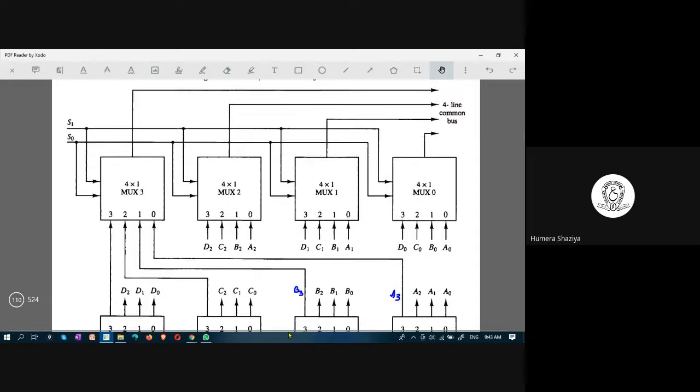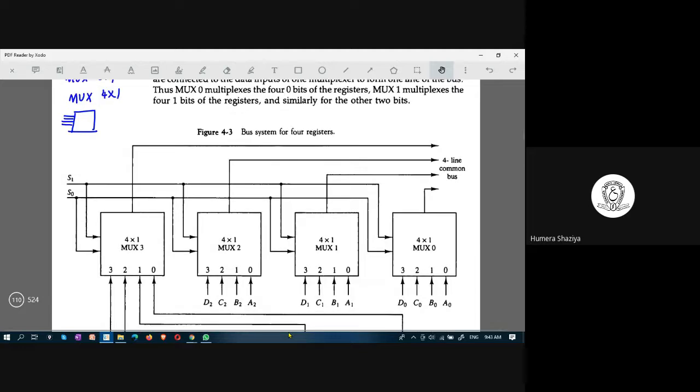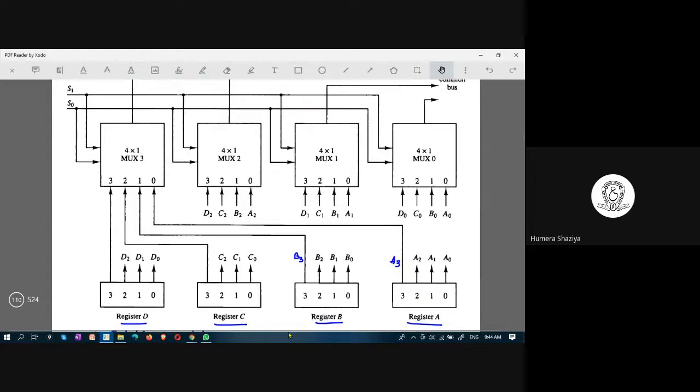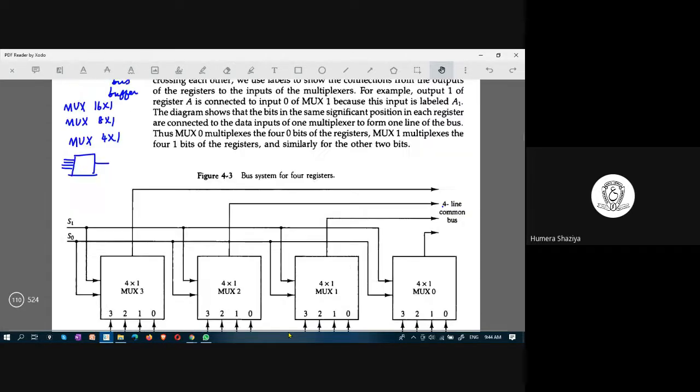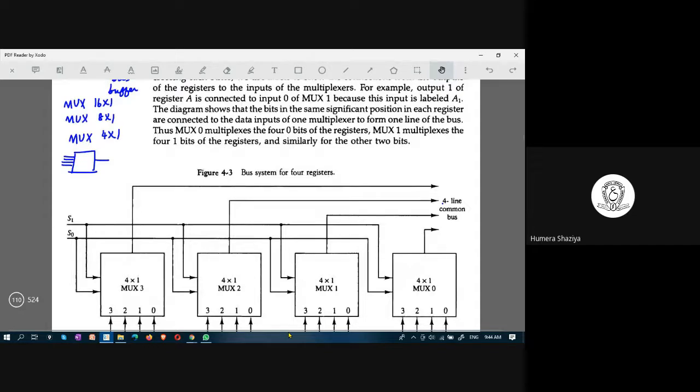Look at this part, the upper part, which has 4 multiplexers. Why are there 4 multiplexers? We know that each multiplexer would give 1 as output. And we want a 4 line common bus system. Why do we need a 4 line common bus system? Because we have to carry 4 bits. Here each register has 4 bits. So you have to carry 4 bits of information. That's why we need a 4 line common bus.